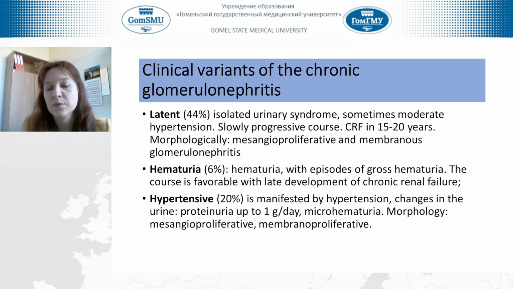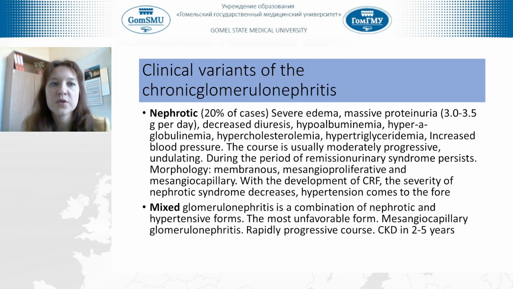Hematuria form, 6%. Hematuria with episodes of gross hematuria. The course is variable with late development of chronic renal failure. Hypertension form, 20%. Characterized by hypertension, changes in urine: proteinuria up to 1 gram per day, microhematuria. Morphologically, mesangioproliferative and membranoproliferative. Nephrotic form, 20%.